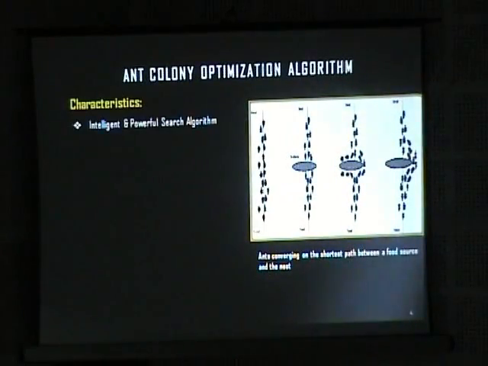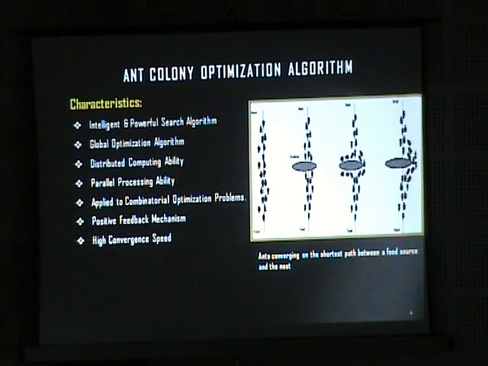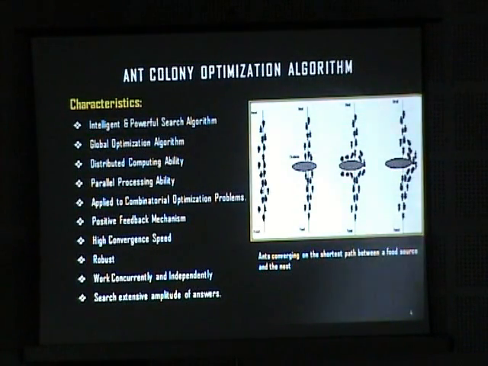Moving on to the characteristics, there are n number of characteristics for ACO algorithm, like intelligence and powerful search algorithm. They help in global optimizations. They have distributed computing ability. They have parallel processing ability. They are applied to combinatorial optimization problems. They have a positive feedback mechanism, high convergence speed. Convergence speed means the time to take out the best solution, and they are robust. They work concurrently, they can work simultaneously and independently, and they have the ability to search vast amplitude of the answers.